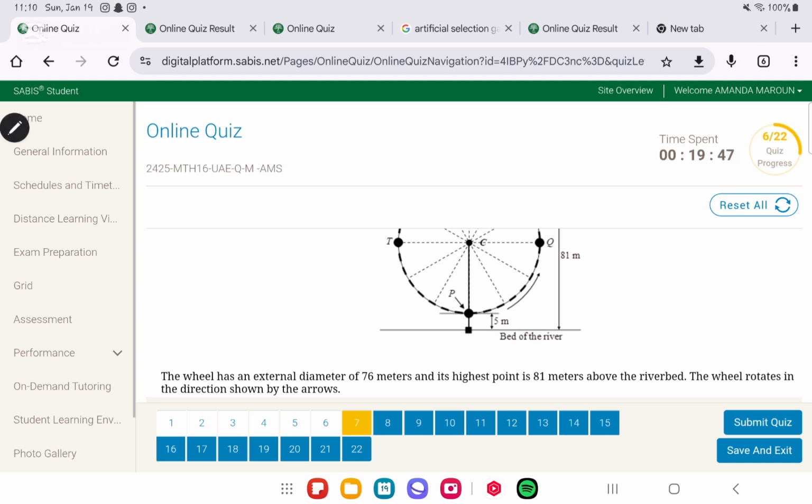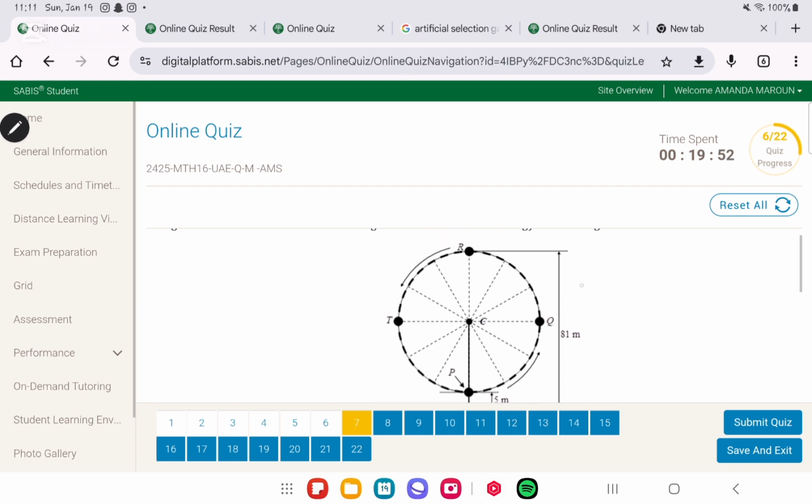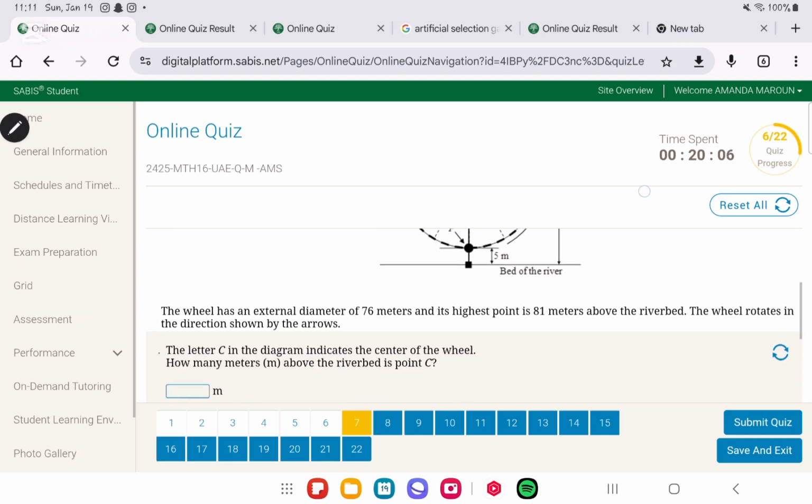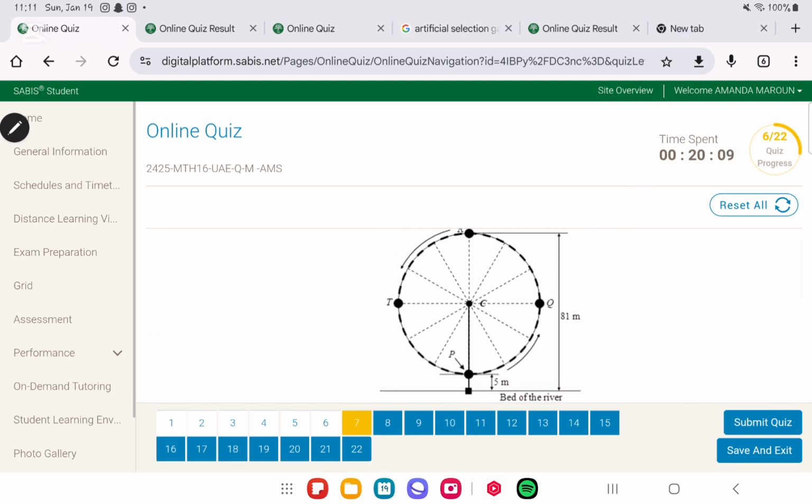Okay? So the wheel has an external diameter of 76 meters. That means the wheel itself has an external diameter from the outside of 76 meters. That means this over here is 76 meters. And they told us that the highest point is 81 meters above the riverbed. So if this over here is 76 meters, then that means there is a gap of 5 meters.